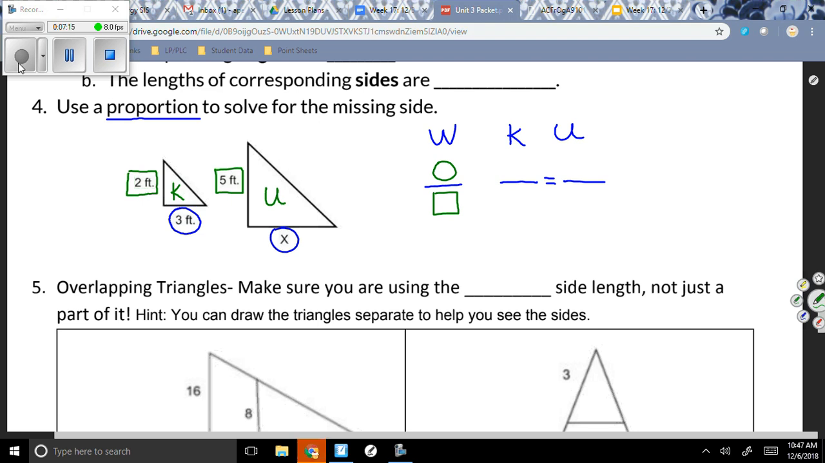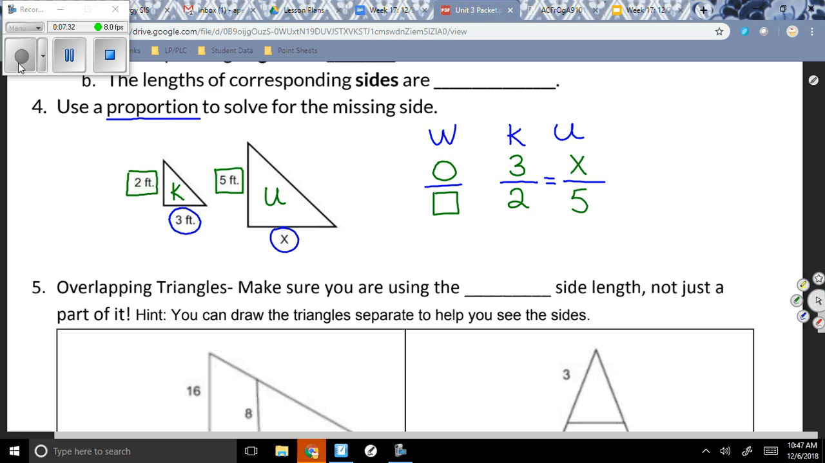So on my K triangle, I'm looking for the circle to go on top. That's going to be the 3. And the 2 is going to be on the bottom because that was my squared number. And now I'm looking at the U triangle. The X was circled. That needs to go on top. And the squared number was 5.